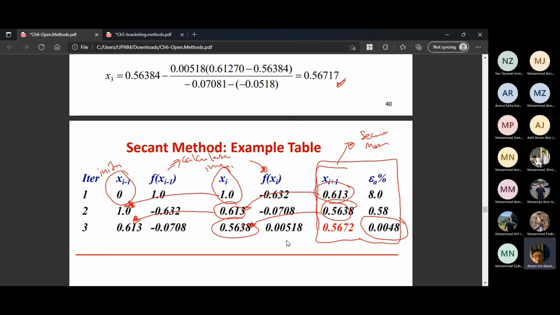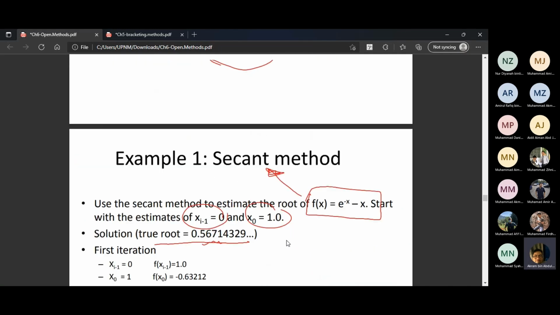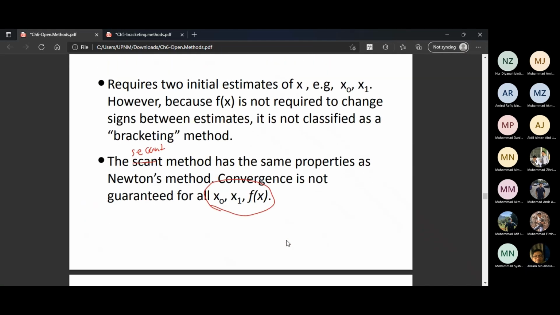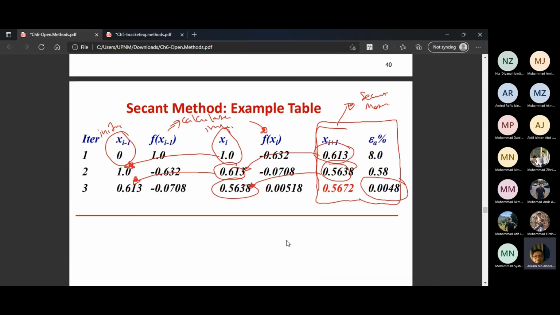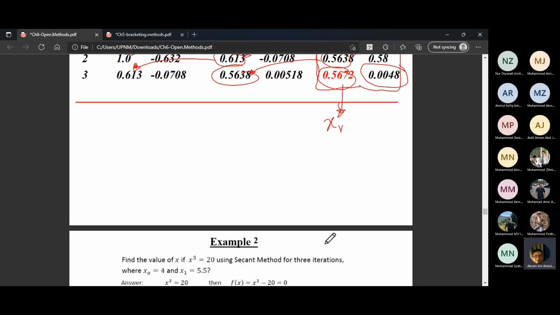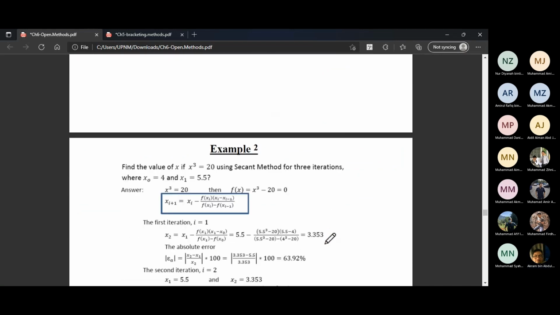So we can stop here. When we reach the third iteration, we stop. Then where is our root? We look at the value of x sub i plus 1. So our assumed root value is 0.5672. Once we stop, we look at the value of x sub i plus 1 as our referred root value.